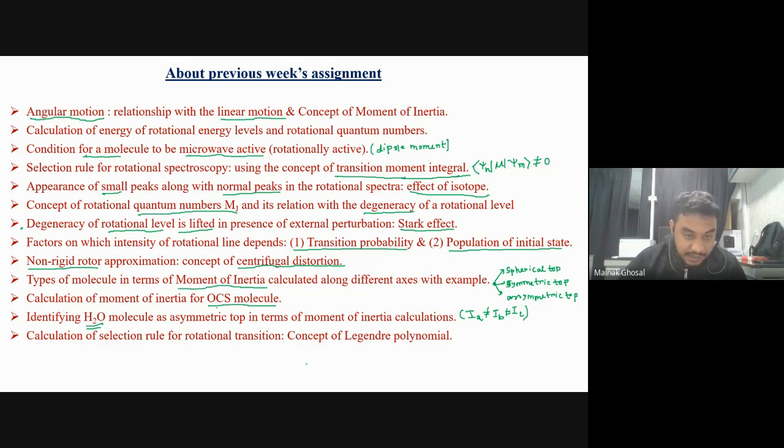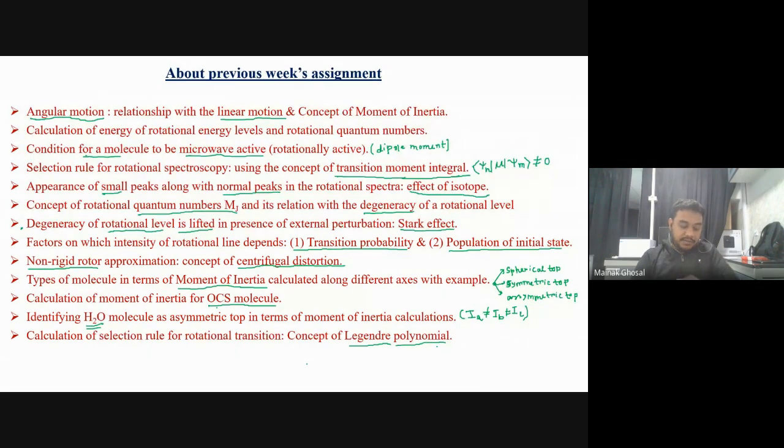Then finally there was a calculation for the selection rule for the rotational transition, shown using the concept of the Legendre polynomial. What is a Legendre polynomial? You have seen that there was a function of theta and phi, and this theta function can be written in terms of a polynomial which is named the Legendre polynomial. So all of this was discussed about rotational spectroscopy.